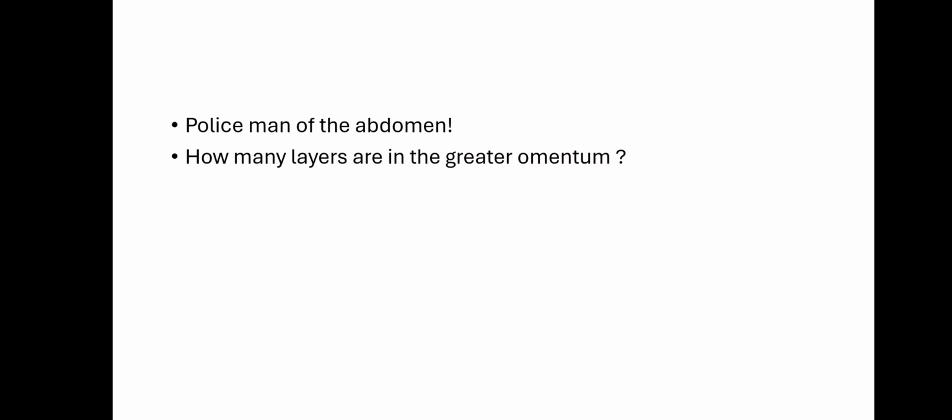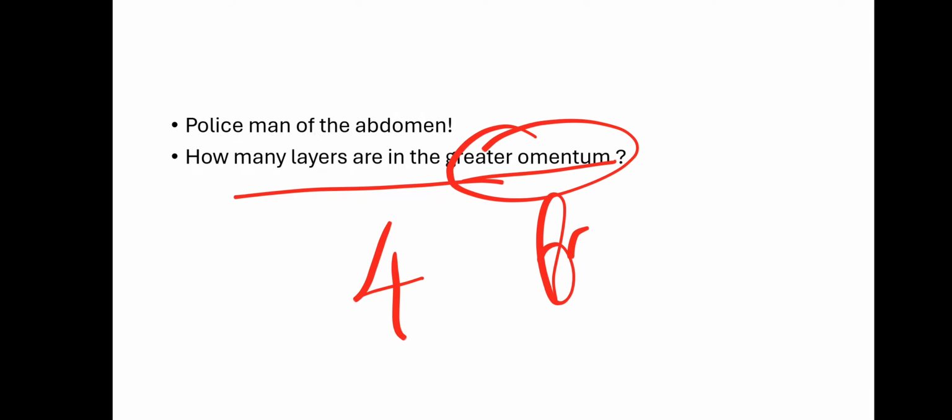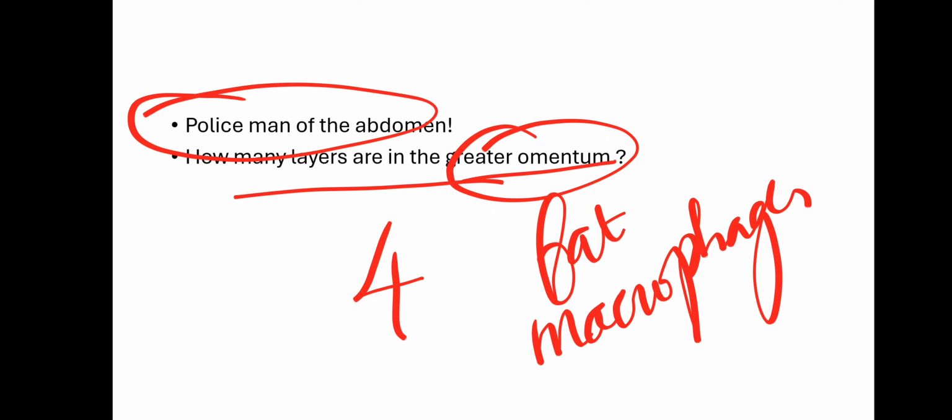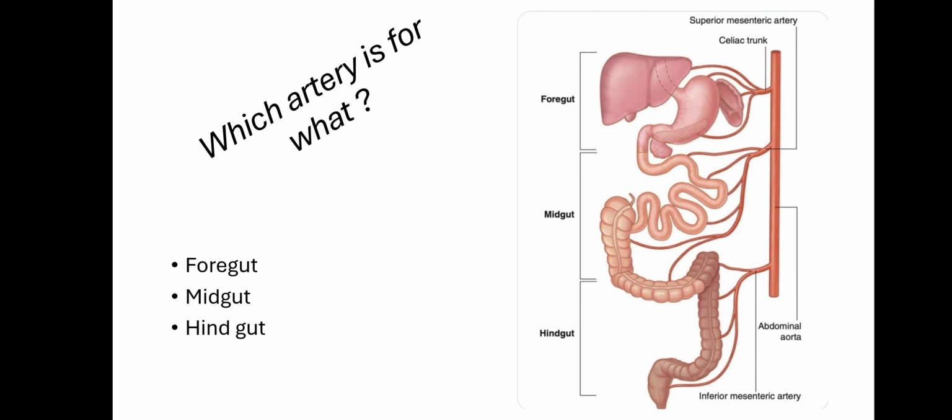So that is asked in one question: how many layers are there in the greater omentum? There are 4 layers in the greater omentum, and the greater omentum is laden with fat and macrophages, so it can seal off any infection in the abdominal cavity. So it is fancily called the policeman of the abdomen, which you all already know.